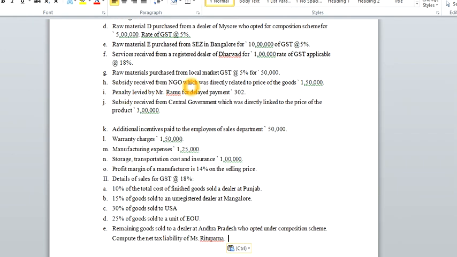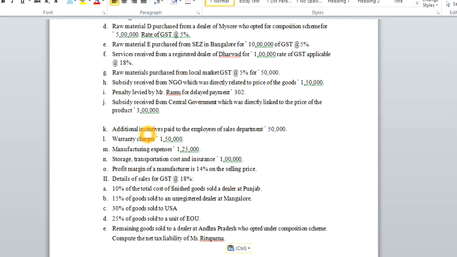subsidy received from NGO which was directly related to the price of the goods. So subsidy received from NGO forms part of transaction value. Penalty levied by Mr. Ramu for delayed payment 302 rupees. So how we are going to consider the penalty levied? You will consider the purchases, you will add all the expenses to it, you will get the cost of production, add profit, ಏನು ಟೋಟಲ್ ಬರುತ್ತೆ, for that you have to add the penalty levied. Subsidy received from central government, straight away here only you can come to know, it is exempt from GST.